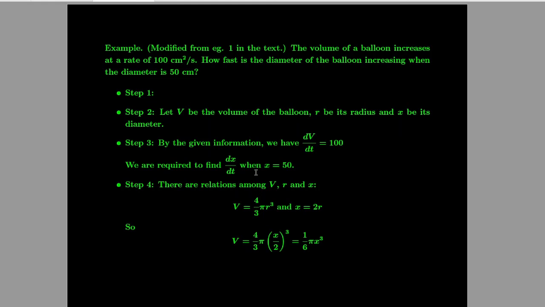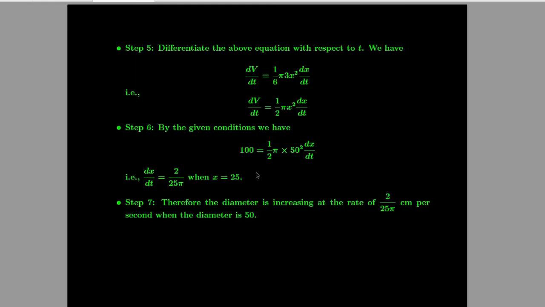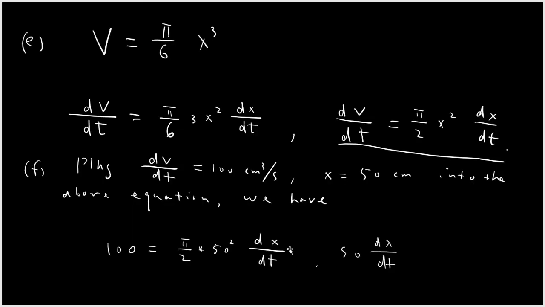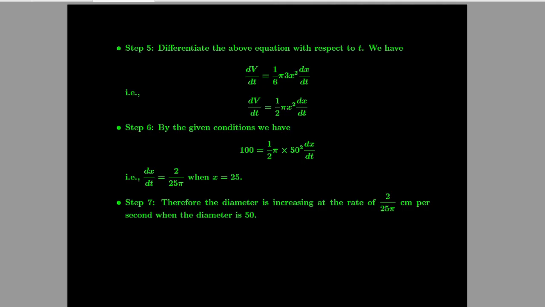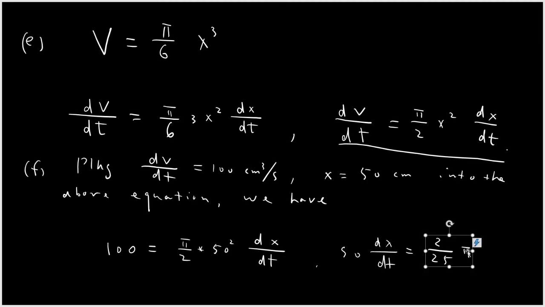I have this question in the course manual. I just copy a number from the course manual. It's 2/25 pi. Simple to solve for that. I think pi is on the denominator, right?